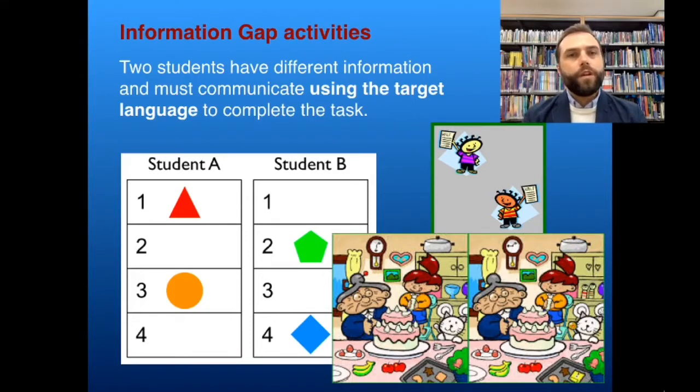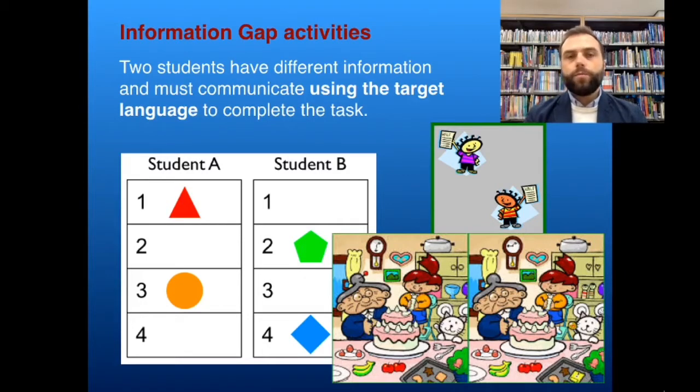Okay, so for information gap activities, there are often or usually two students who have different information and must communicate using the target language to complete the task. Now, I put two students here because I think that's the usual way of doing information gap activities, but you can organize them in different ways with groups or with teams, or with the classroom versus the teacher. But usually I think that information gap activities are two students and usually facing each other.